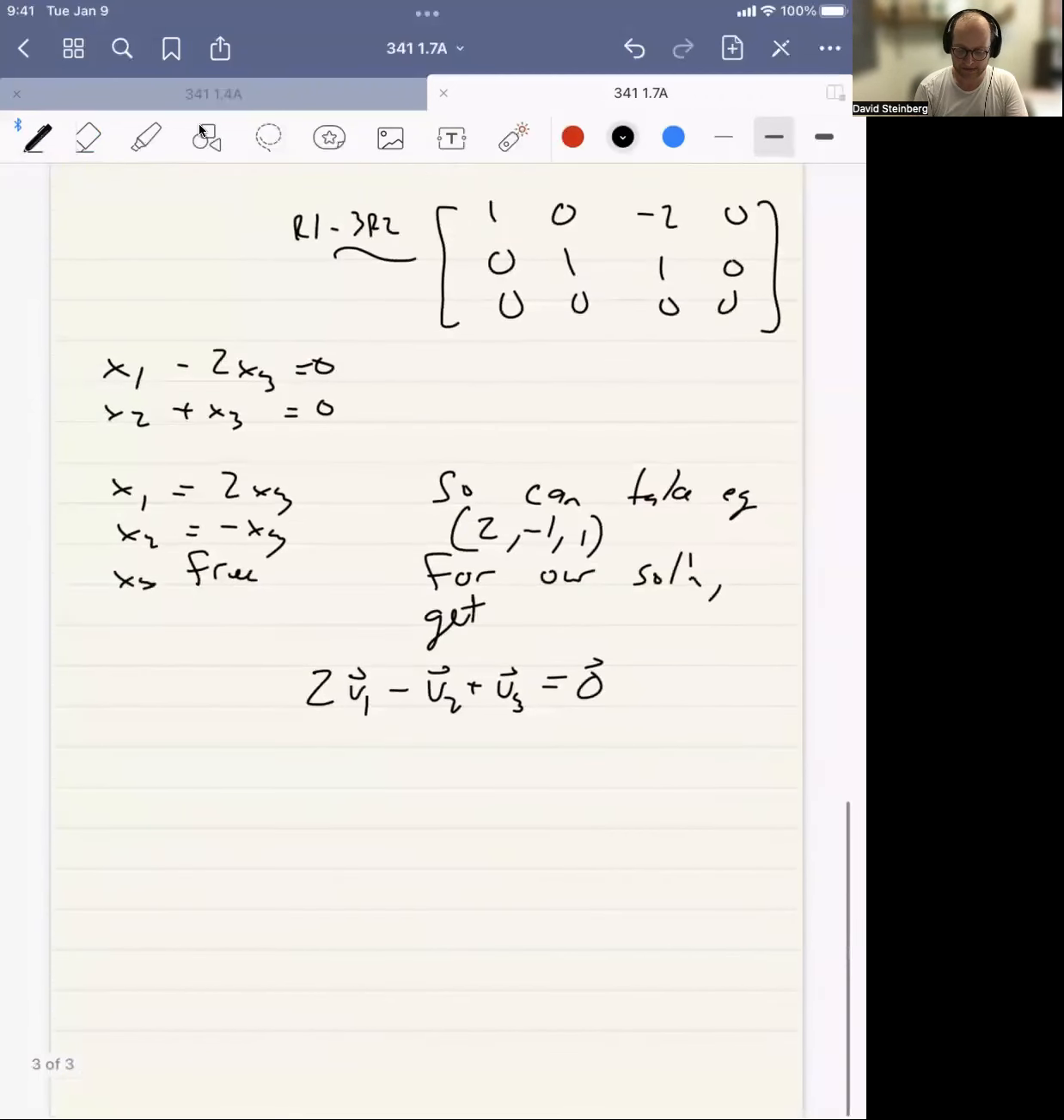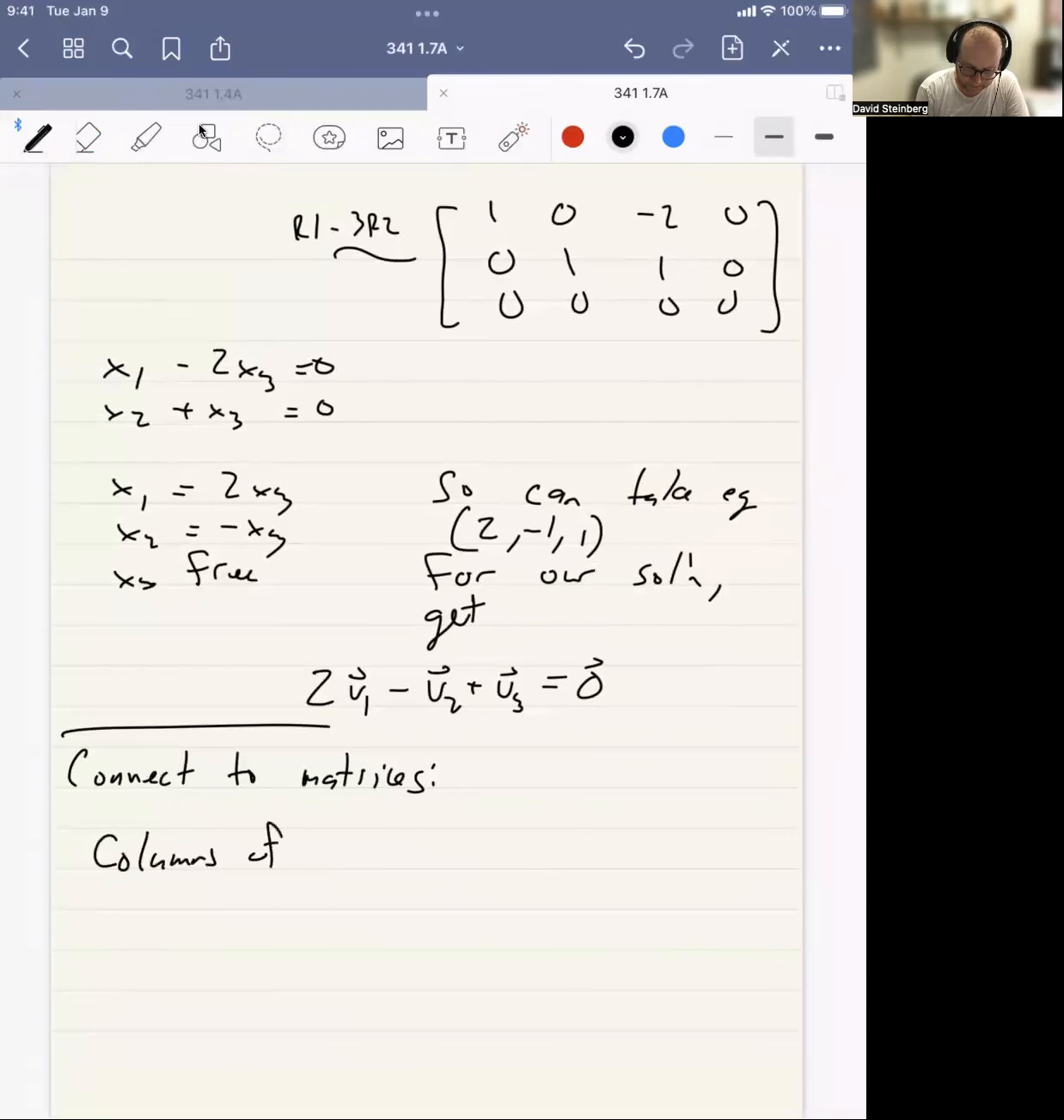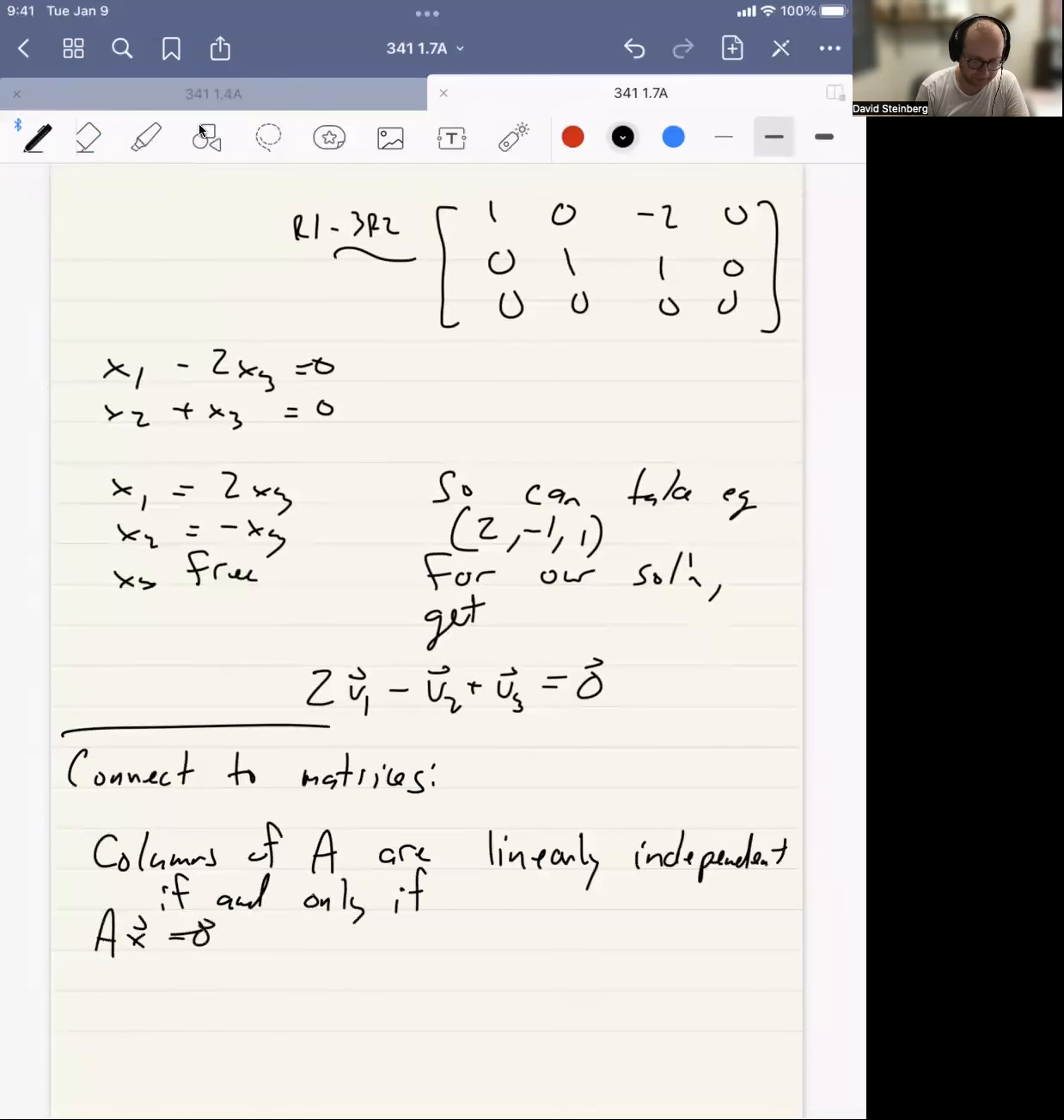Okay, and we can connect this to matrices. So the columns of A are linearly independent if and only if our homogeneous equation has only the trivial solution.